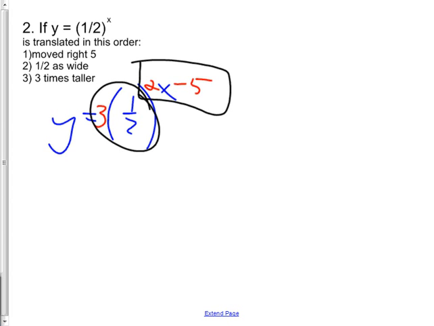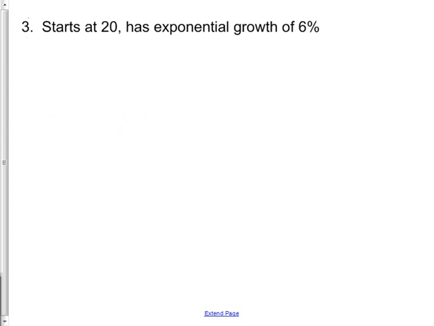No, the graph is 1 point. The limits are 1 point. Now remember, that's out of a 6 question test. It's out of 7 because the first problem is worth 2 points. All right, moving on. For 3, start at 20, has exponential growth of 6%. For the initial value, 6%, 1.06 to the x.